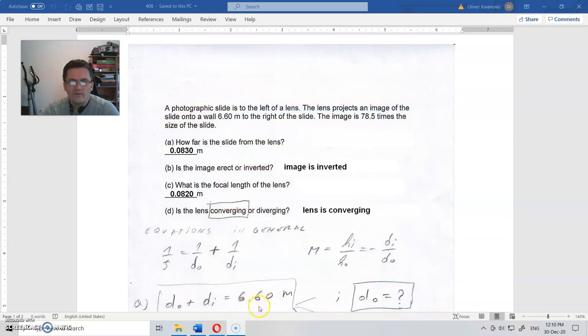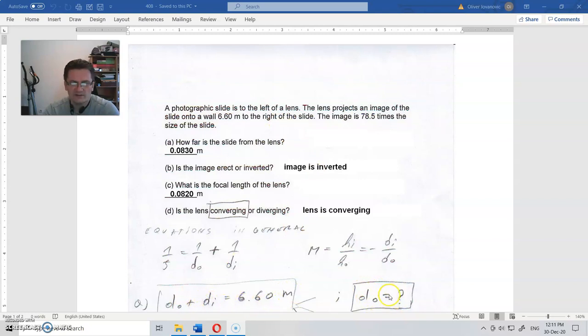Why? Because we have that written here. The lens projects an image of the slide onto the wall. So the distance between the slide, that would be the object, and the image on the wall, is 6.6 meters. That is how I understood that. So DO plus DI is 6.6 meters.